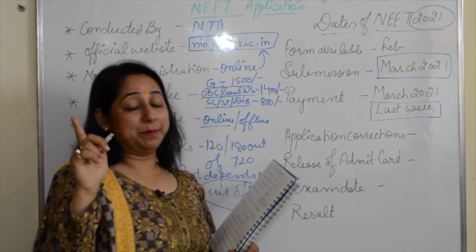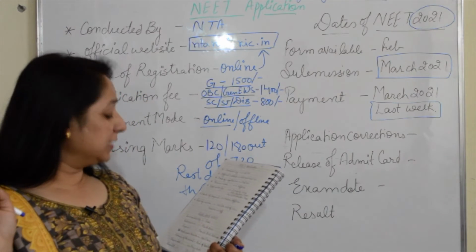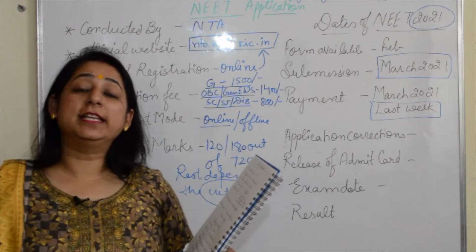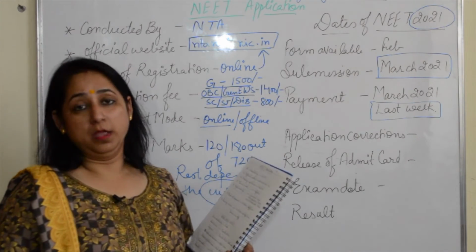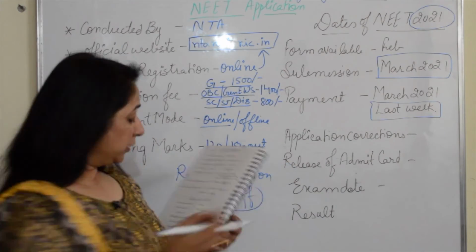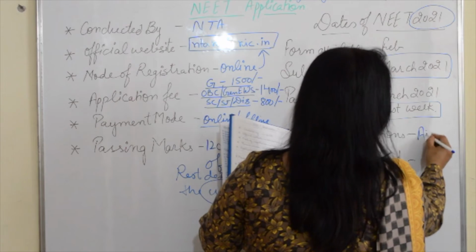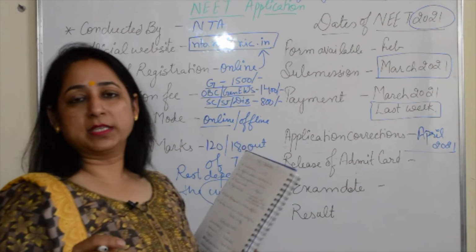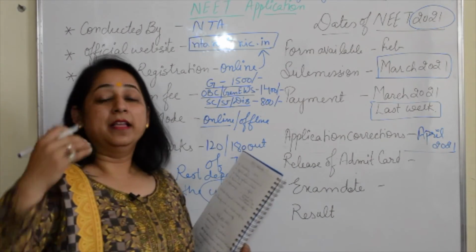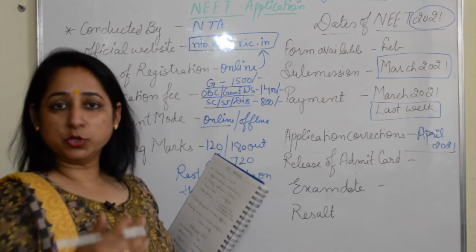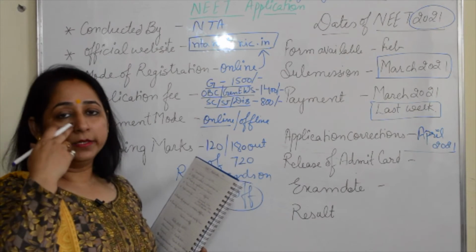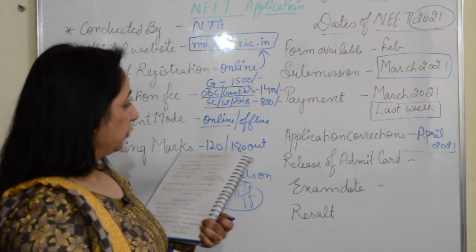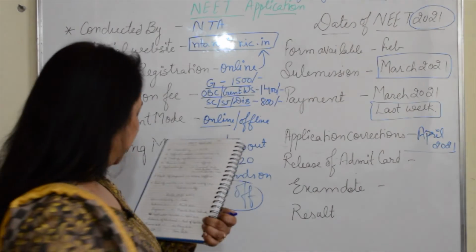Application correction. Now what is application correction? Application correction is where you have filled the form and now there are certain things which you need to change in the form. Maybe you filled in something wrong. So you can do the correction in April 2021. Keep visiting the website until your process is completely done, because you get new instructions there on the website. I will be updating you about that too, in case you miss something.